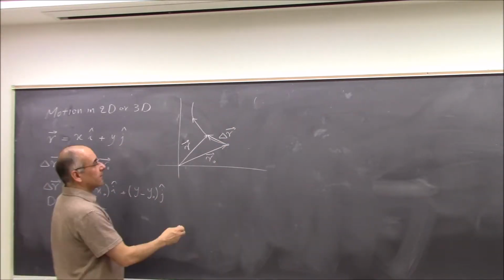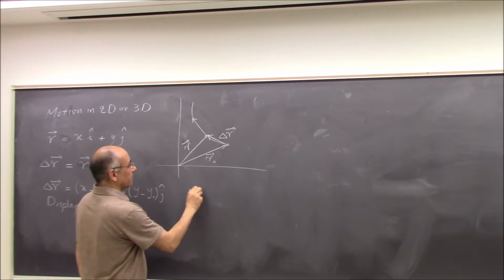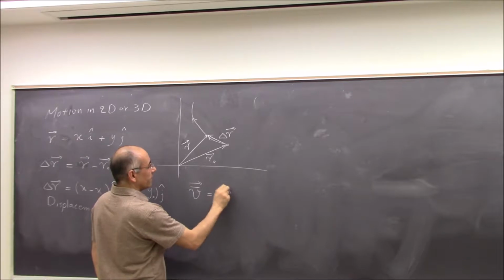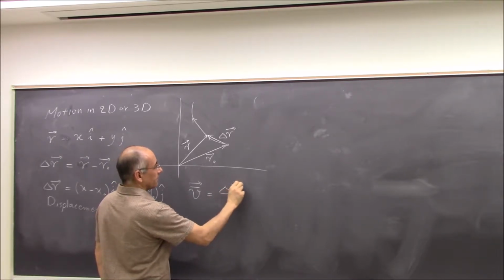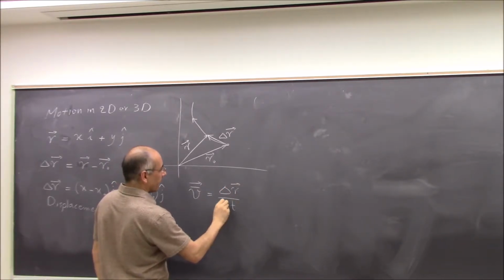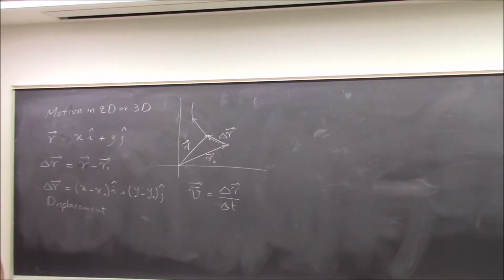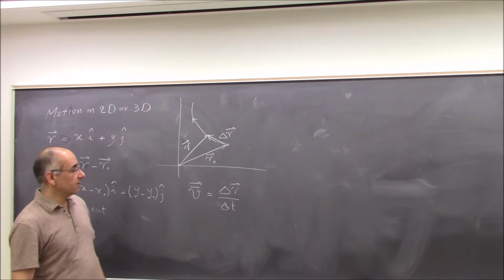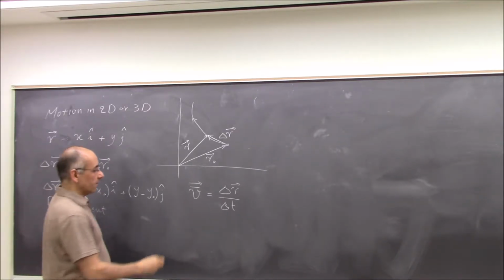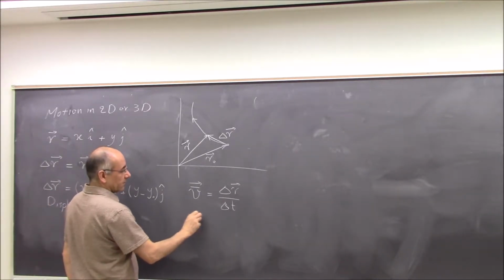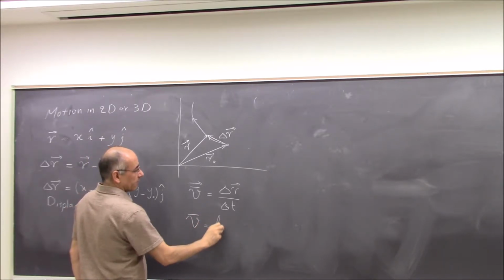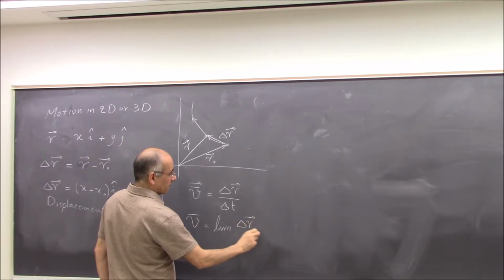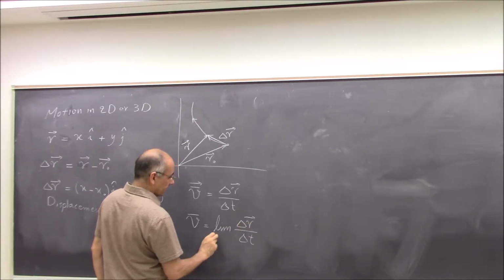And then we define average velocity vector. The average velocity vector is delta r over delta t. And then when we let delta t go to 0, take the limit of this, we call it instantaneous velocity. So instantaneous velocity is the limit of delta r over delta t as delta t goes to 0.